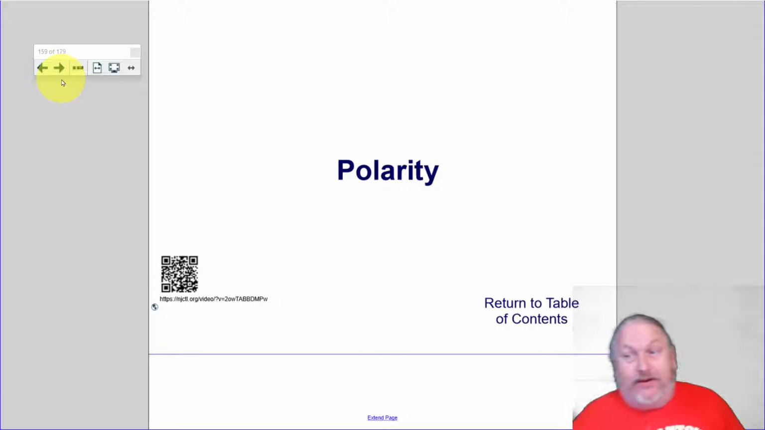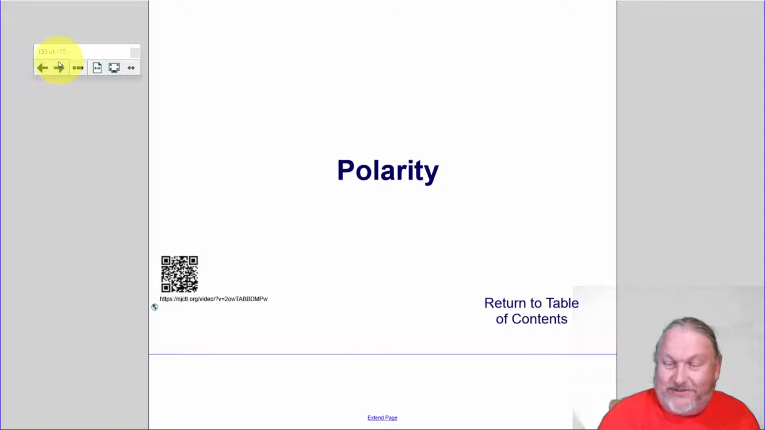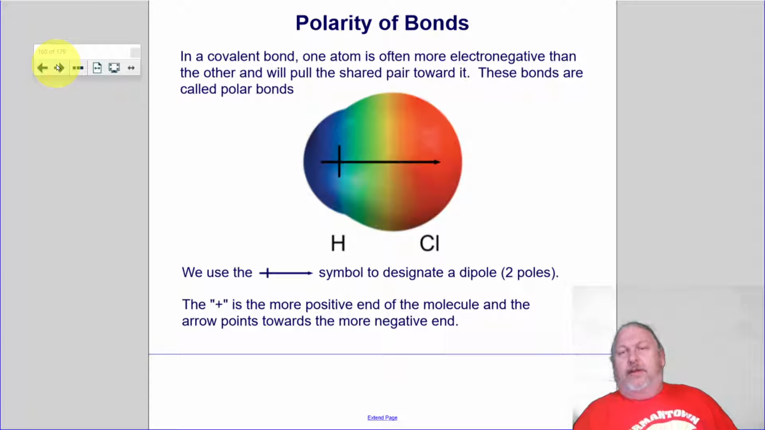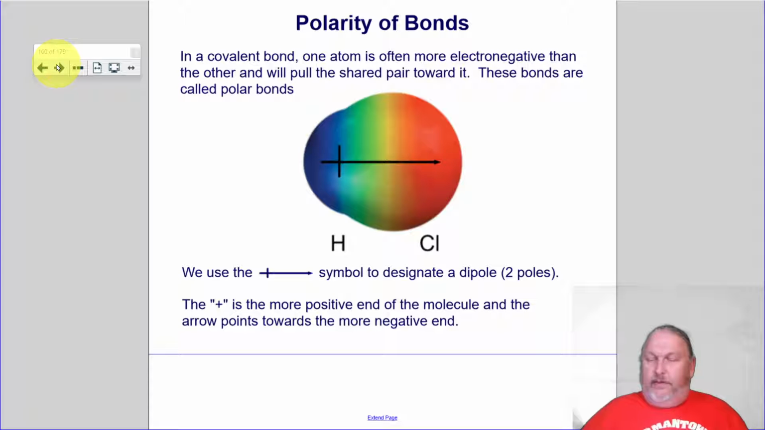Let's talk about polarity. This is our last little unit in the study of molecules. We've learned a lot about covalent bonds, and we know about electronegativity. We know that in a covalent bond, one atom is oftentimes more electronegative than the other, but not all the time. We can look at the table of electronegativities and figure it out.